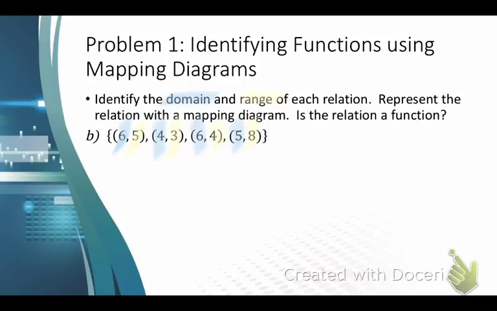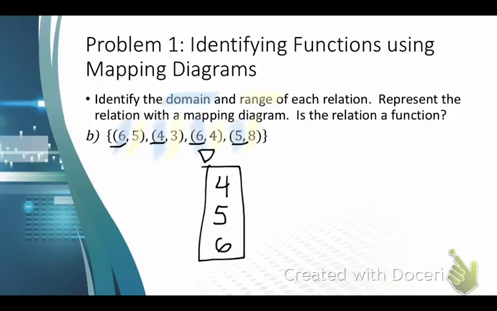Now, something I did not do on the first one that I probably should do, and we should do as we continue forward here, is writing our values from least to greatest. So I have 6, 4, 6, and 5. So I'm going to write 4, 5, and 6. These are my domain values. And then I've got my range values over here. I have 5, 3, 4, and 8. So I'm going to again write those in order: 3, 4, 5, 8.